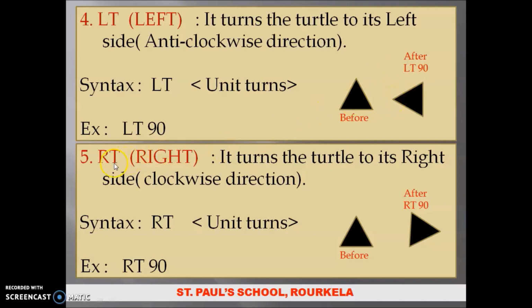Then another command is RT. RT means right turn. It turns the turtle to its right side, that means in the clockwise direction. Before, at the starting position, the turtle is like this, and this is the head. When you use RT 90, it will turn to the right side and the turtle will look like this. Before, the turtle head was here; now the turtle head is this way. That means you turned the turtle to its right side, in the clockwise direction.